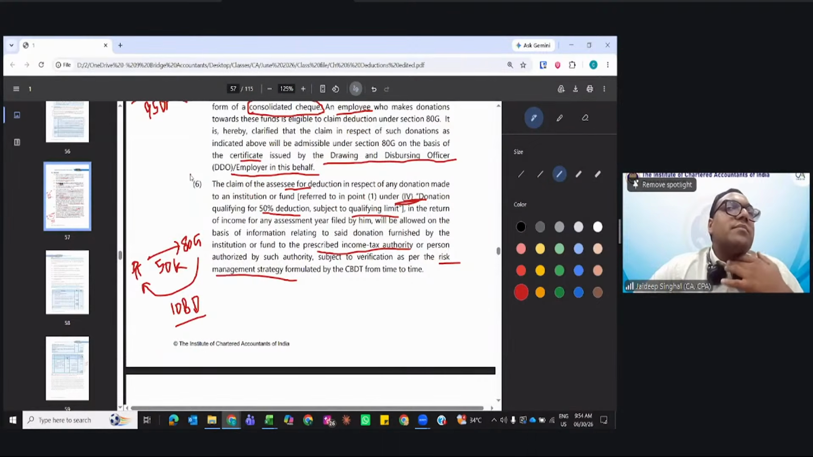If specified disability is deducted but normal disability is... yeah, disability means whatever is defined. If your disability is not defined, then there is no deduction.